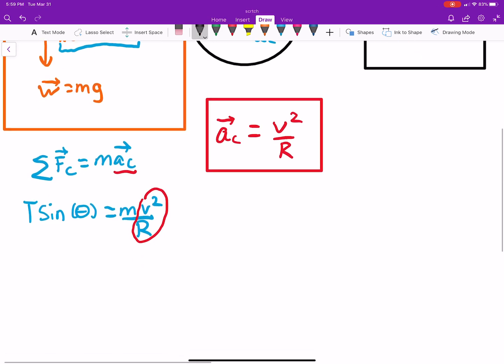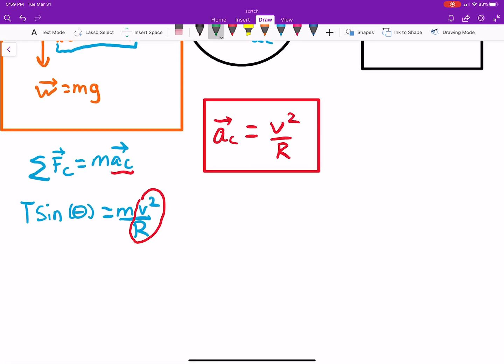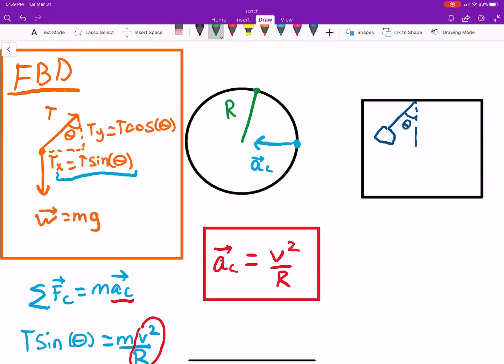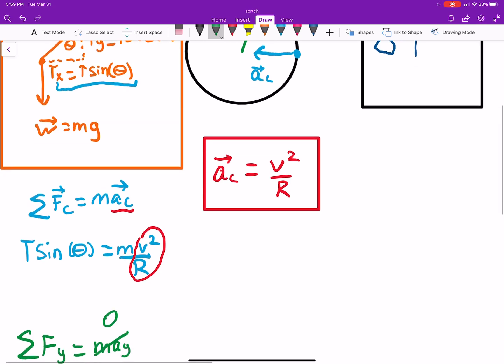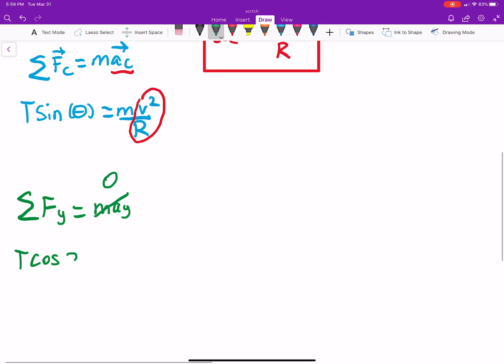Well, that's great, but we don't know what tension is. So let's do the sum of all forces in the y direction is mass times acceleration in the y direction. These are the forces that are perpendicular to our acceleration. Now this is 0 because the lamp's not bouncing up and down. So we have T cosine theta minus mg equals 0. And now you can solve for tension: tension equals mg divided by cosine theta.